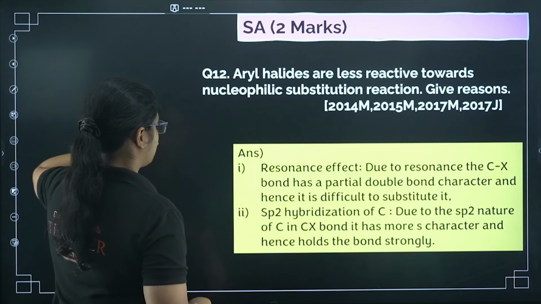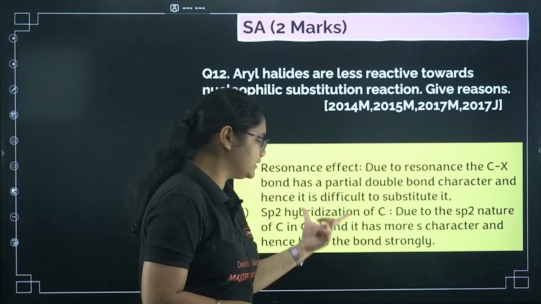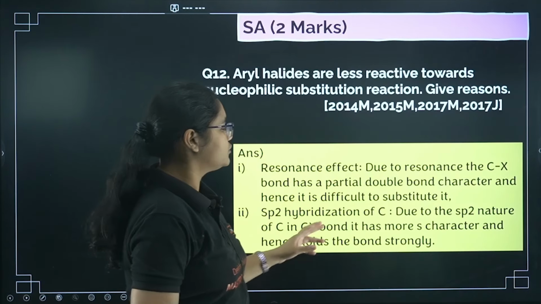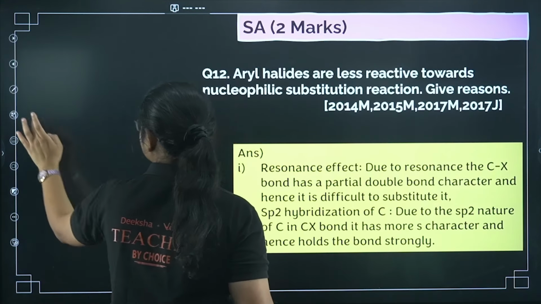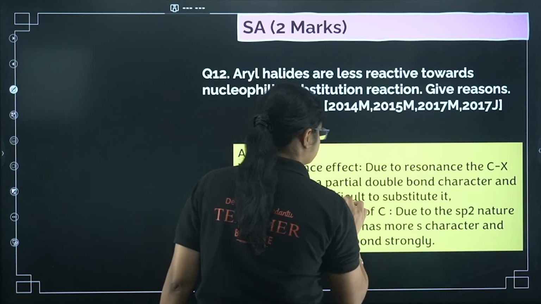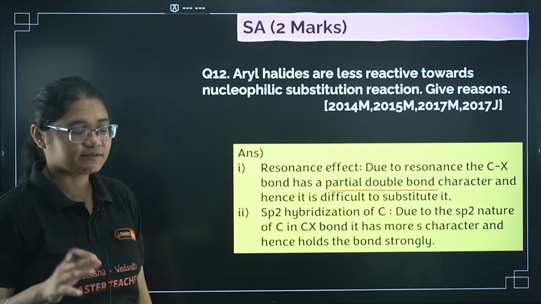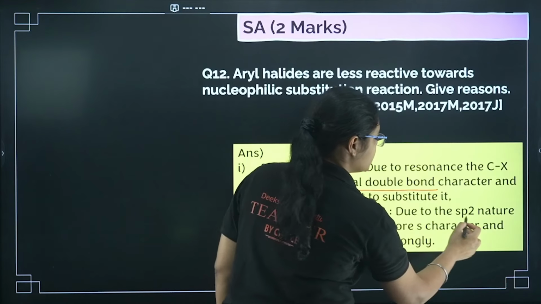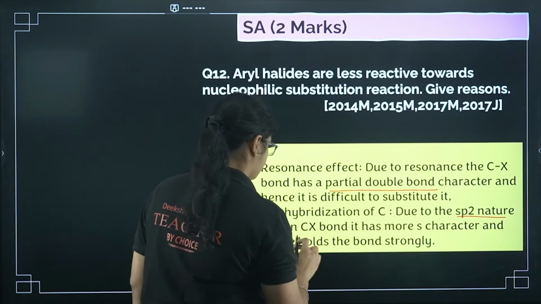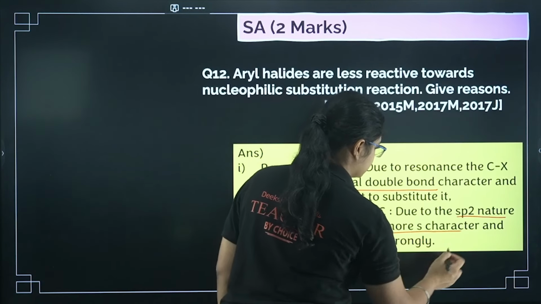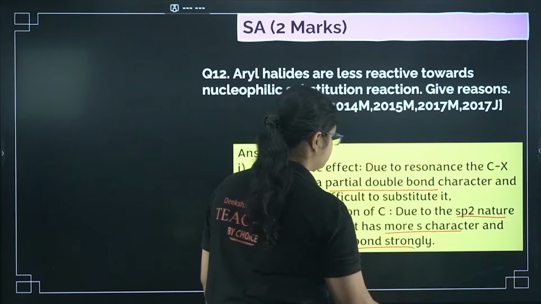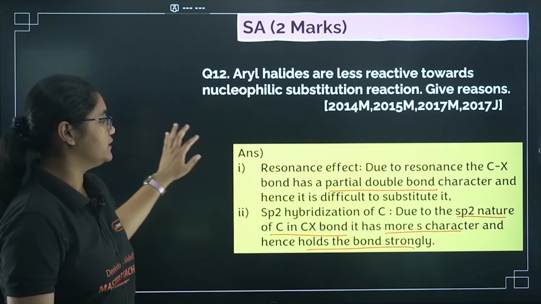So how can I write that? I have mentioned here 2 reasons. Resonance effect, first one. Due to resonance between C and X, the bond has a partial double bond character, and hence it is difficult to substitute. Second one, due to the sp2 nature of the carbon in the CX bond, it has more s character and hence holds the bond strongly. So these are the 2 reasons.